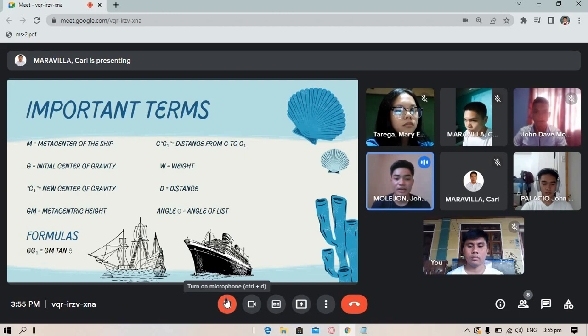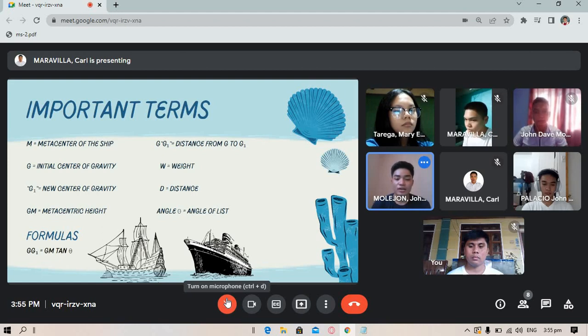Next is the new center of gravity. G1 represents the new center of gravity, then GG1 denotes the shift in position of the center of gravity, and KG1 represents the distance between the new center of gravity and the keel. Also, if G represents the center of gravity of cargo loaded, discharged, or shifted, then KG represents the distance from the cargo to the keel.